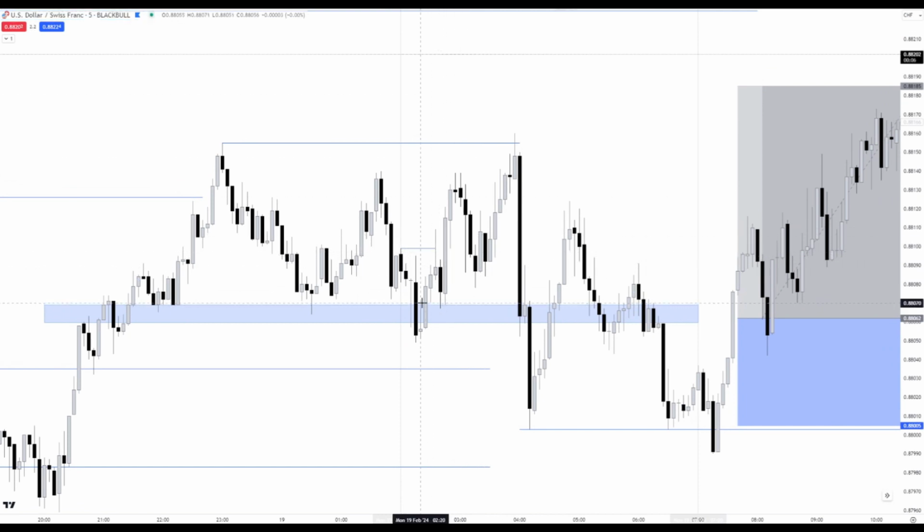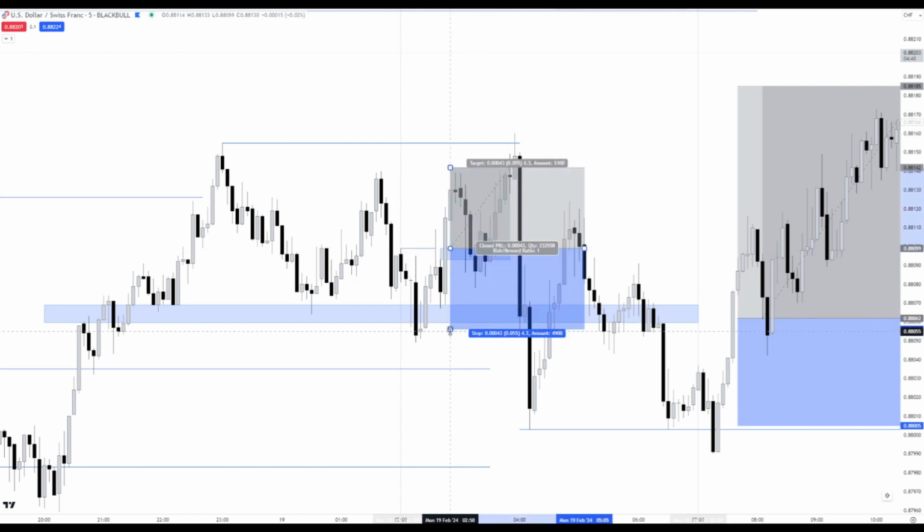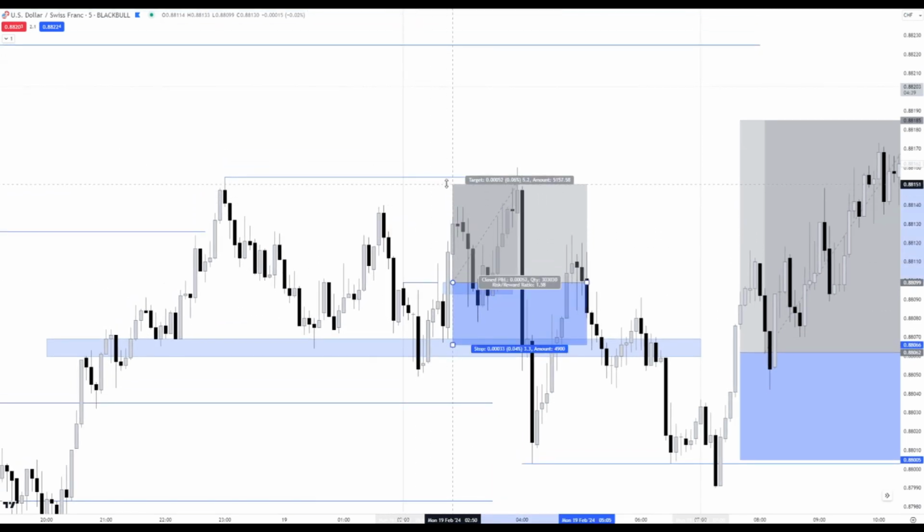I did see this here, but I didn't see any opportunity around this area, so I just waited to see how the price would react. Then after this bullish candle, I saw this fair value gap here. So my entry was on this fair value gap, on this lower low, or higher low, to take this liquidity.